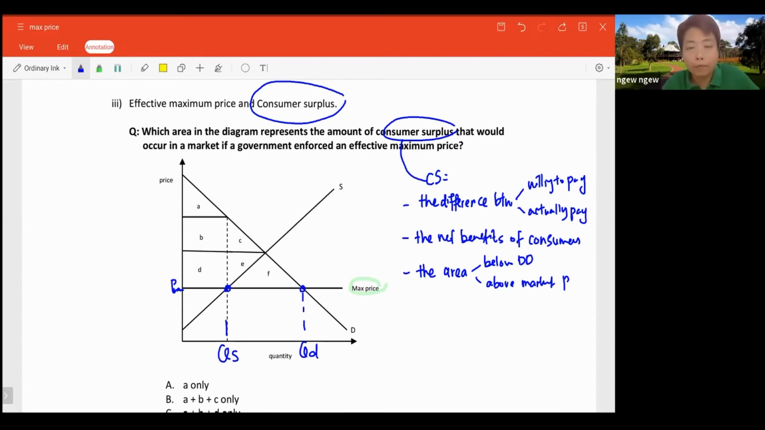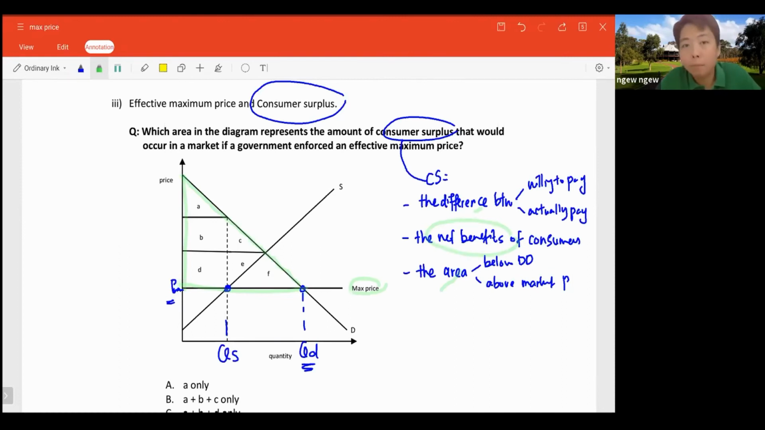A lot of students will make a very careless mistake thinking that, since QD is here, price is here, if you base on the area below demand curve, above market price, they will label the entire triangle to be the area of consumer surplus. And this is wrong. Although you fulfill this context, although it seems like it is the difference between what they are willing to pay and what they are actually paying, but the net benefit context is not satisfied here.